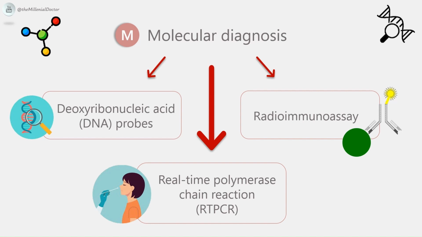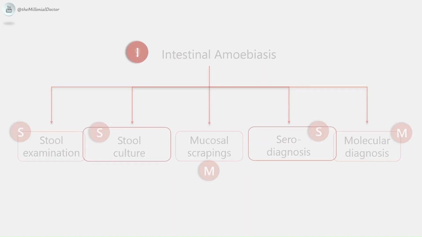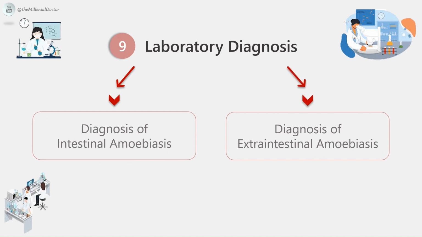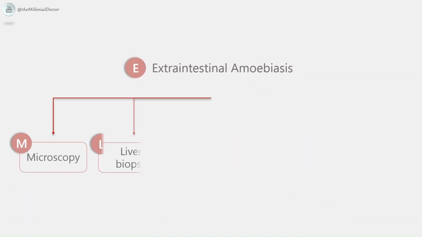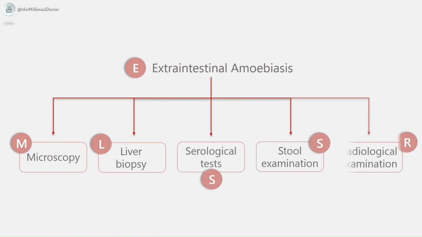Then real-time polymerase chain reaction or RT-PCR is a sensitive test for the detection of Entamoeba histolytica from pus of liver abscess. So these are the tests for intestinal amoebiasis. Next, the tests for extraintestinal amoebiasis. These include microscopy, liver biopsy, serological tests, stool examination, and radiological examination.